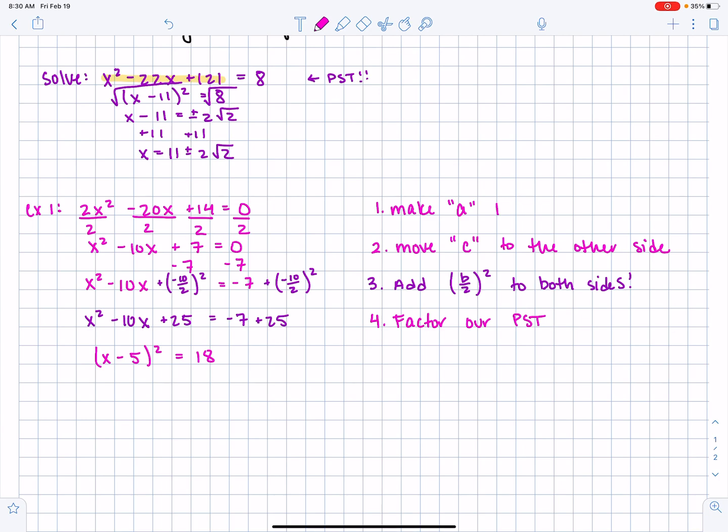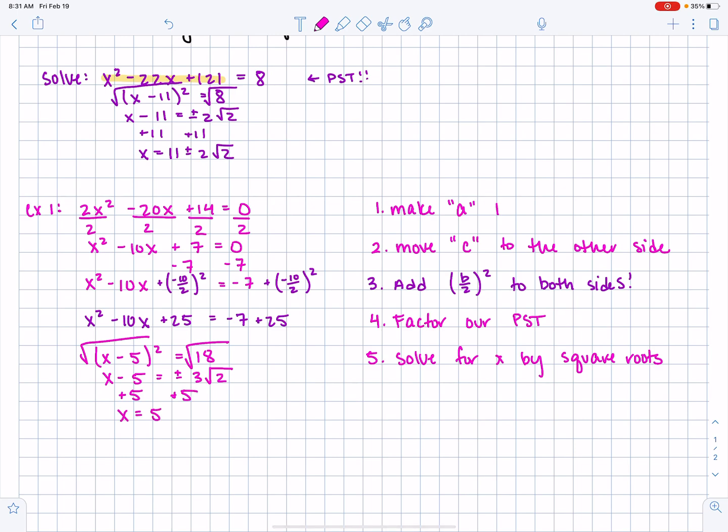Now from here, it's easy to solve for x by square roots, because you have a square that's isolated. So you take the square root of both sides. So we have x minus 5 is equal to plus or minus, this is going to be 3 root 2 when we simplify it. Add 5 to both sides. So our final answer here is x is equal to 5 plus or minus 3 root 2. And that is our final answer for this one.